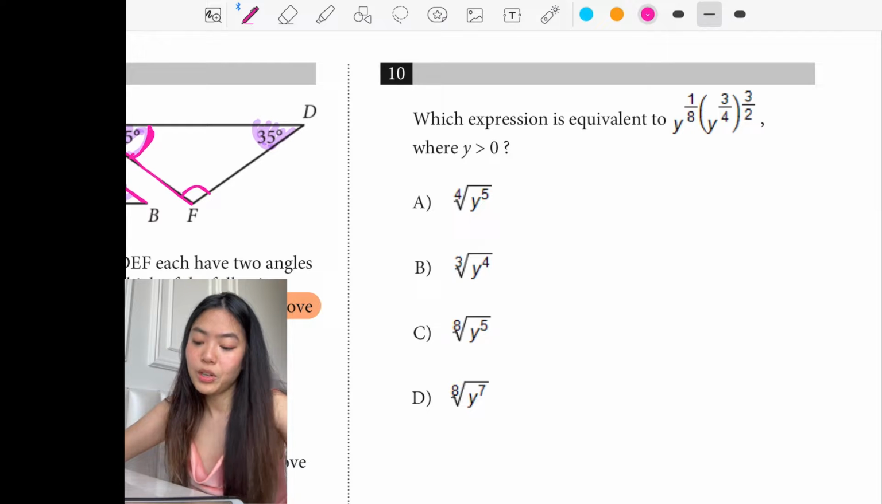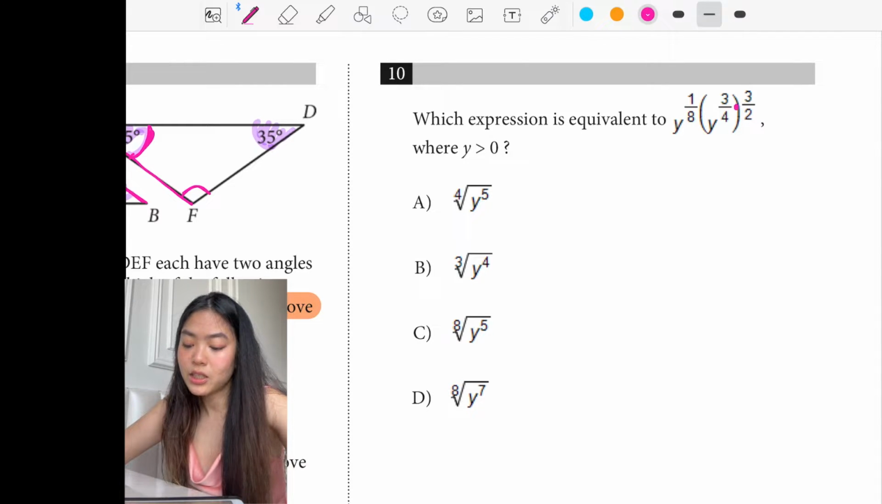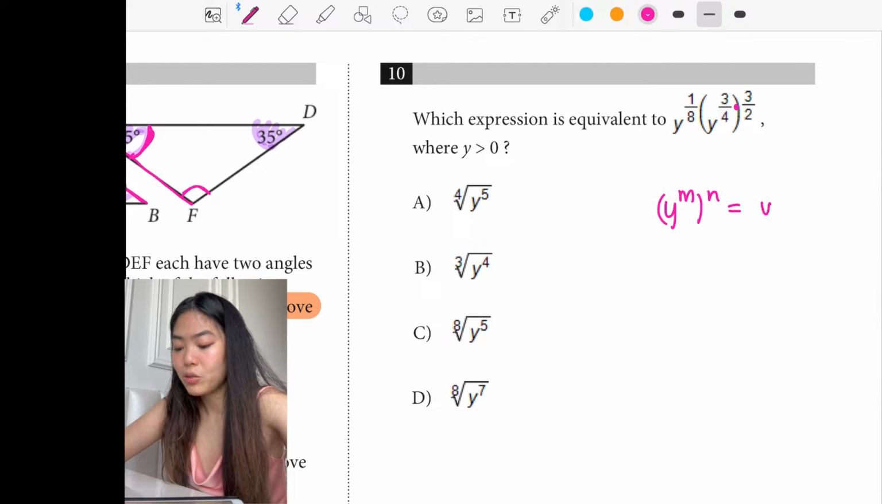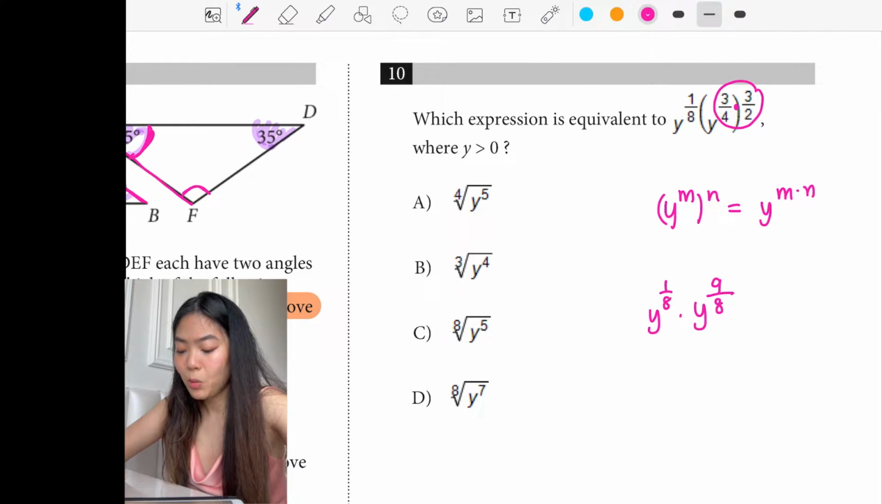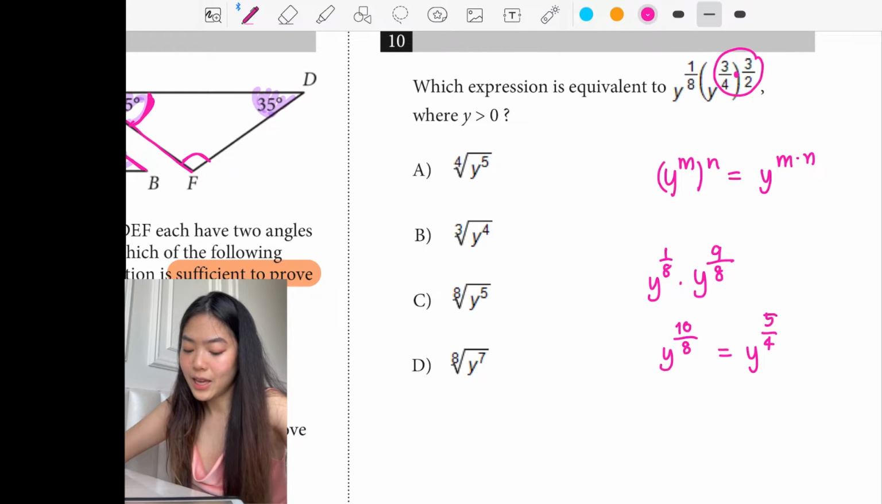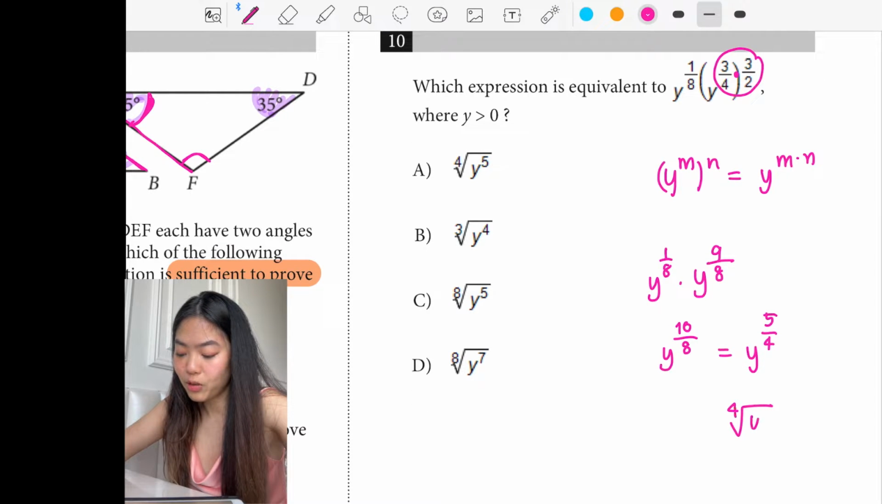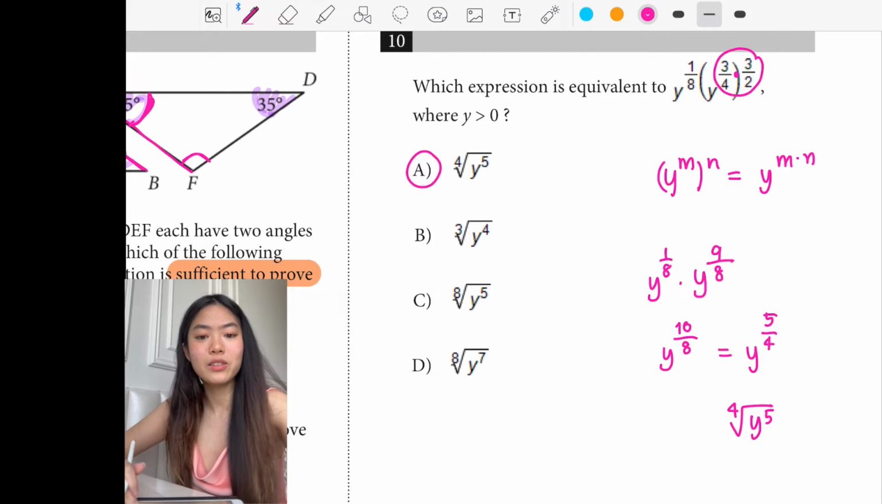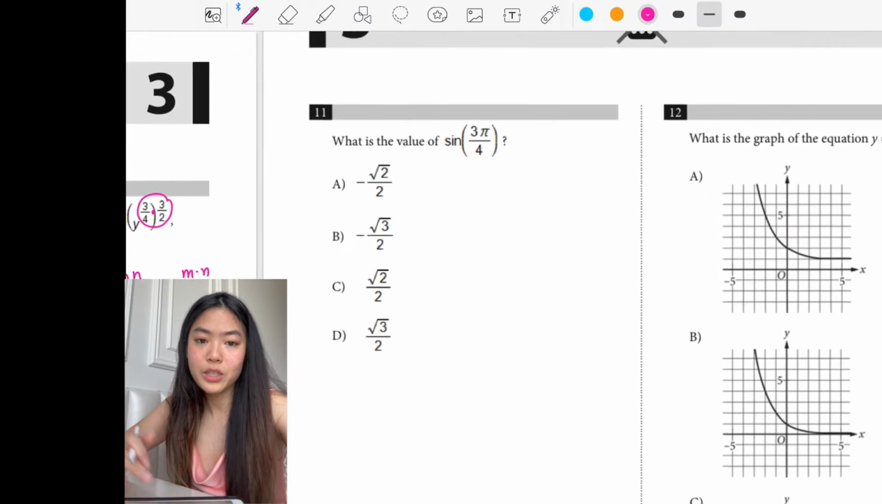Okay, next, question 10. Which expression is equivalent to this? As we can see here, there is y power m and power n, so again we have to multiply. It's going to be 9 over 8, and then y 9 over 8 times y 1 over 8 here. Then we add them up, so it's going to be 10 over 8, which we can simplify as 5 over 4. Then it's going to be 4/3 of y power 5. A is the answer.